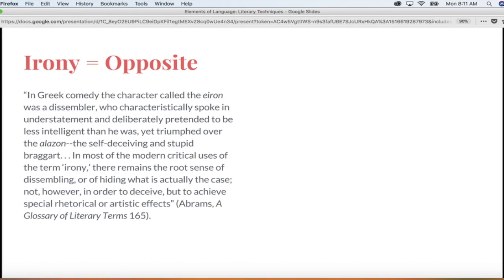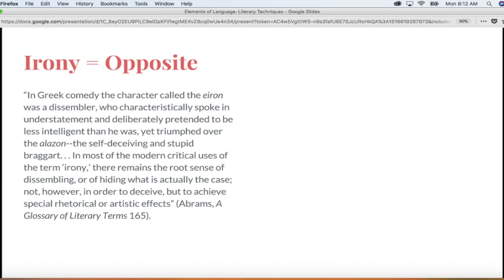In A Glossary of Literary Terms, M.H. Abrams explains that, quote, in Greek comedy, the character called the Eiron was a dissembler. A dissembler is a person who kind of lies or just puts on a performance, kind of puts on a mask, who characteristically spoke in understatement and deliberately pretended to be less intelligent than he was, yet triumphed over the alazon, or the self-deceiving and stupid braggart.